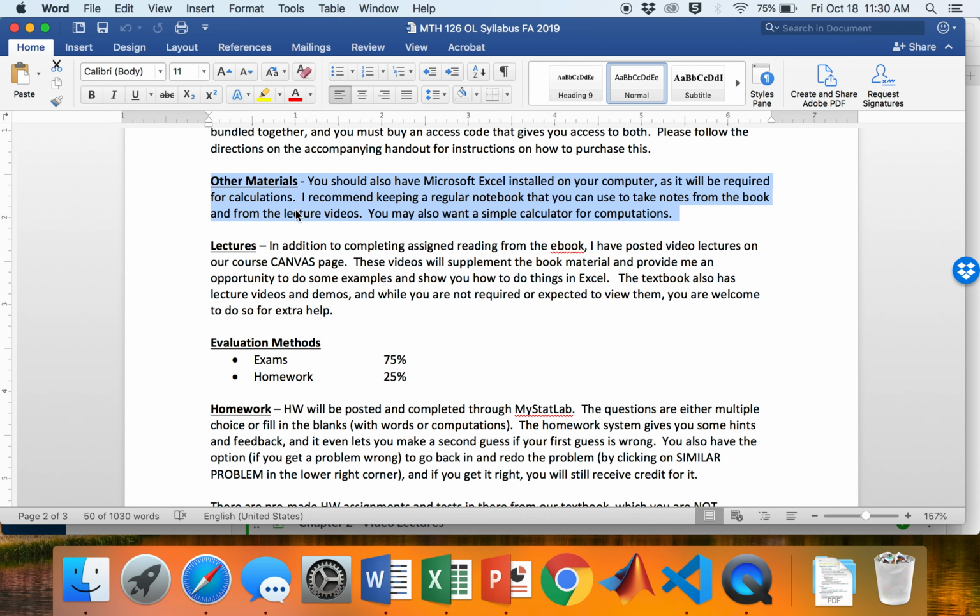So please do make sure you get your hands on Microsoft Excel if you don't already have one. And other things you probably want, even though this is an online course, it's pretty impossible to do math in your head or on a computer. So of course, I think you will want a notebook of some sort.